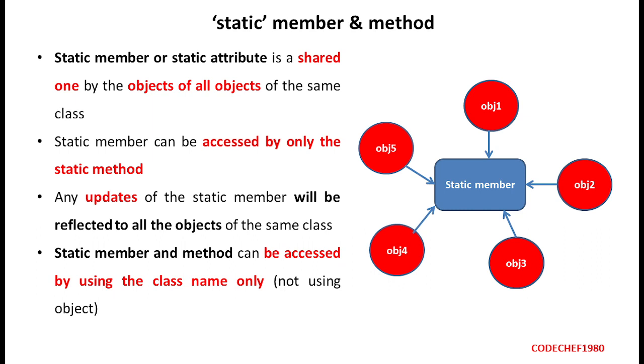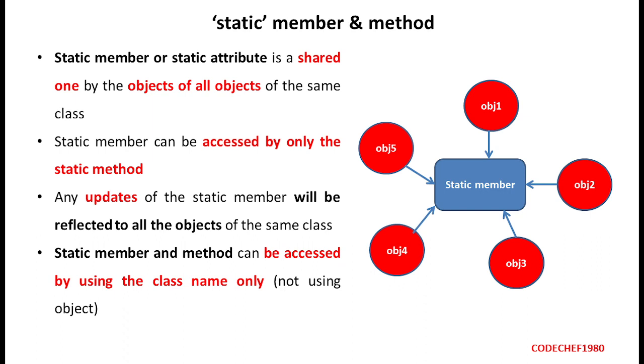A static member can be accessed only by using a static method. In the static method, you can update the values of a static member. And how can we call the static member and also the static method? We execute them with the help of the class name only. We cannot use objects to access static members or methods. Only by using the scope of the class name can we access the static member or method outside of the class.